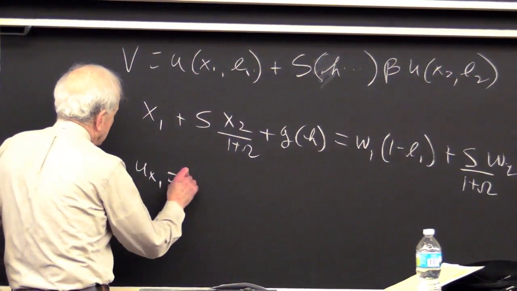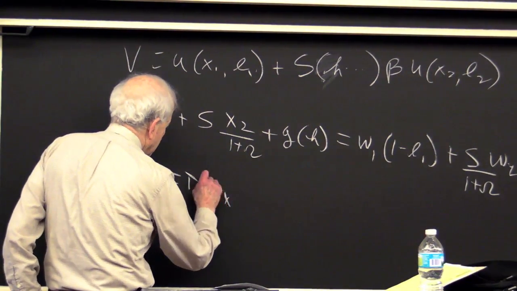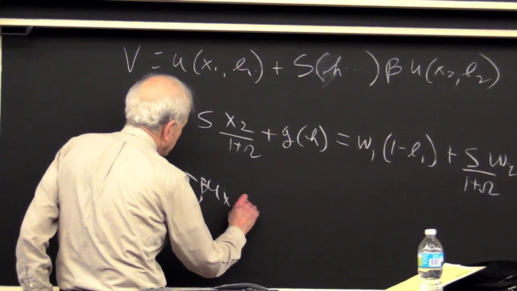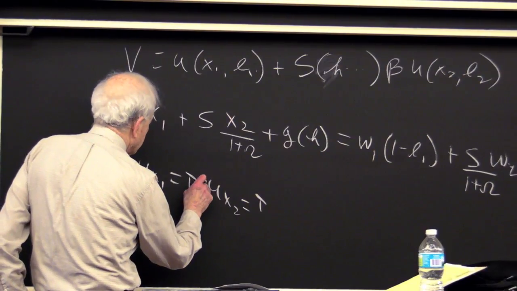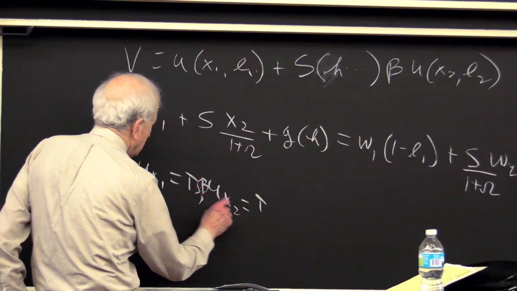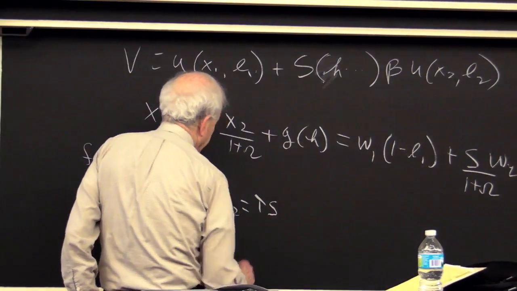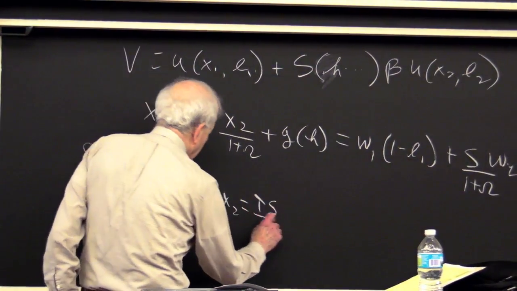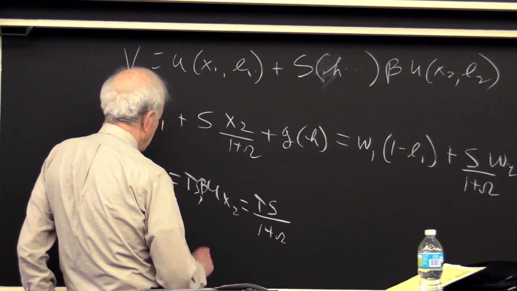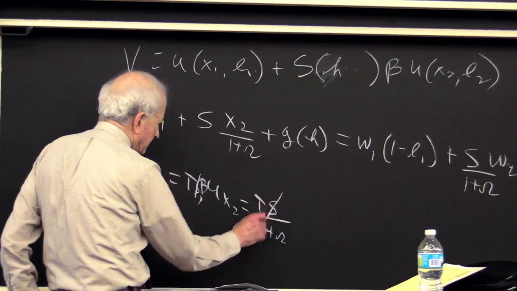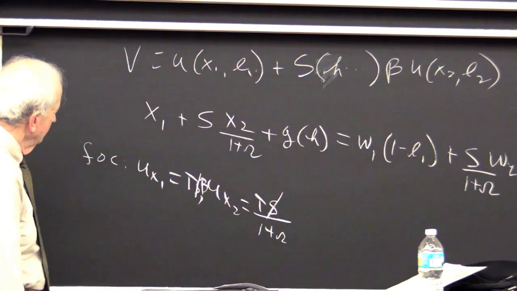Ux1 is equal to lambda, and beta S times Ux2 is equal to lambda S over 1 plus R, right? So because we have full annuity insurance, the S's cancel out. We don't have to worry about them.